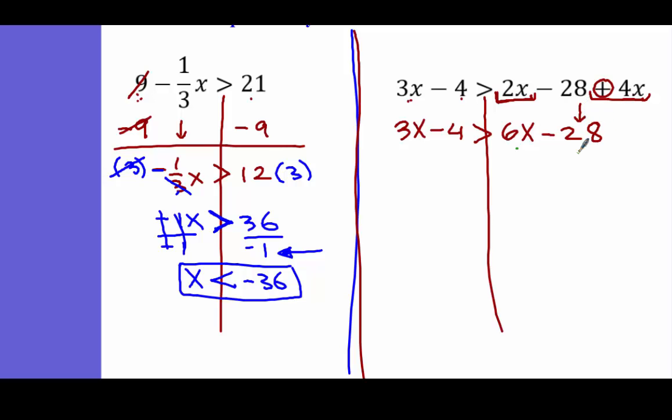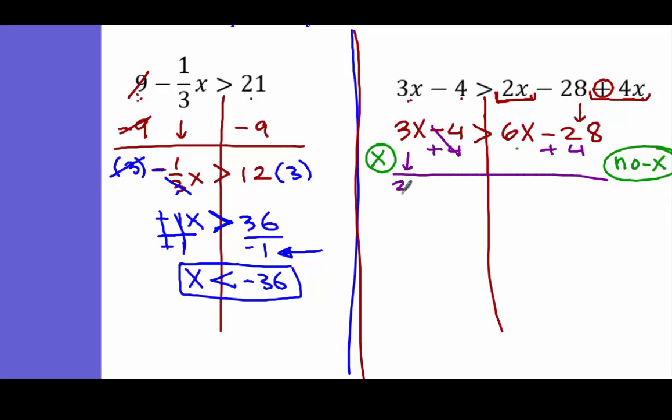You have to decide what side you want your x to be on. So I want my x to be on the left side, and I want no x on the right side. 3x, that has an x, so it's on the correct side. 4 has no x, so it's on the wrong side, so I need to move it: minus negative 4, plus 4. Again, you want x on the left and no x on the right. Carry down the 3x. Carry down the 6x. Negative 28 plus 4, that's negative 24.